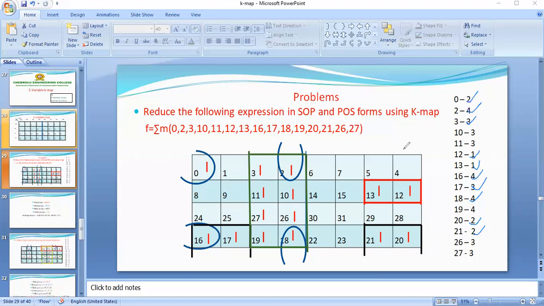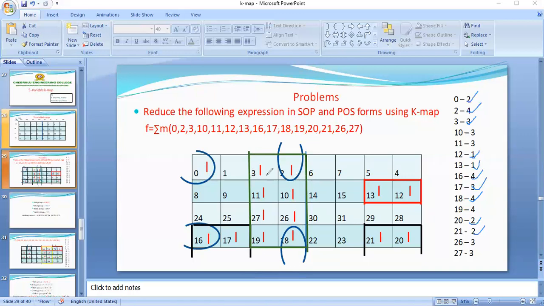And next, with 3, where is 3? This one. So with this 3, can we group 16? Is there any possibility? No. With this 3, we can group these 8 terms. These 8 terms only. This is the maximum number of possibility. We have no other possibility to do 16 or 32 cells. So only 8 cells are possible, and these 8 cells are grouped.